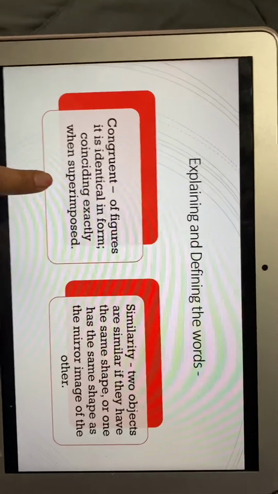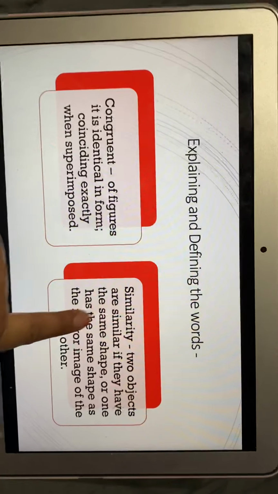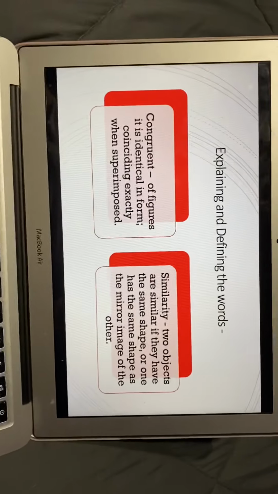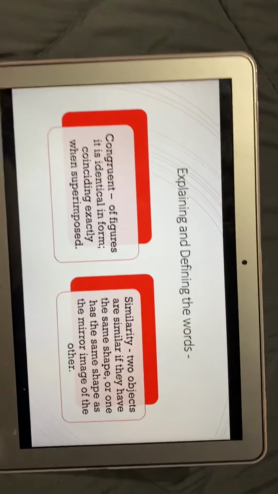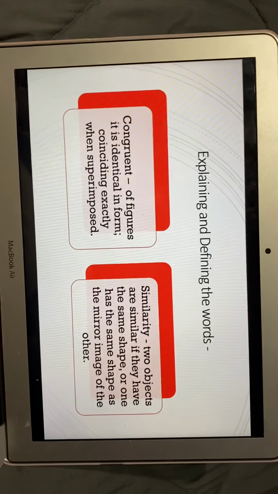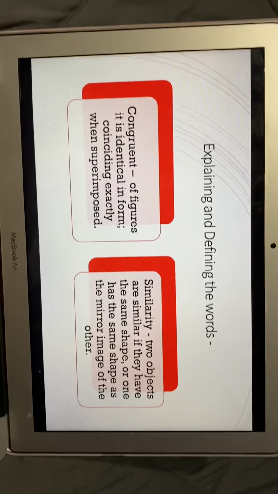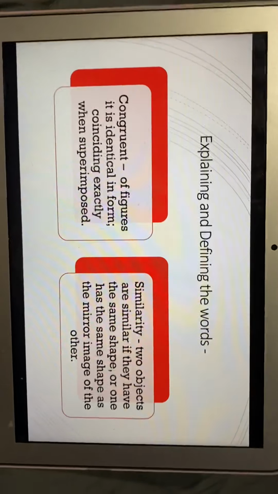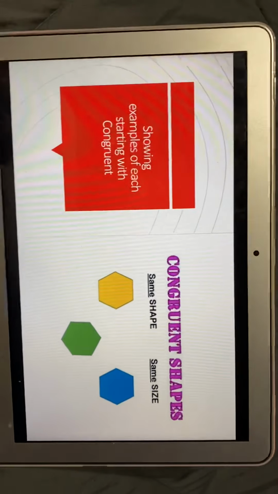So here I put definitions of the word congruent, similarity, and I could explain these by saying, congruent is the same shape, the same size. Similarity, different size but the same shape. And after defining these words, I would be able to show examples of each, starting with congruent.